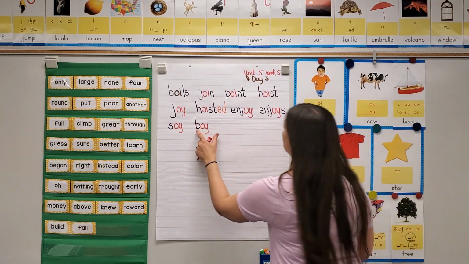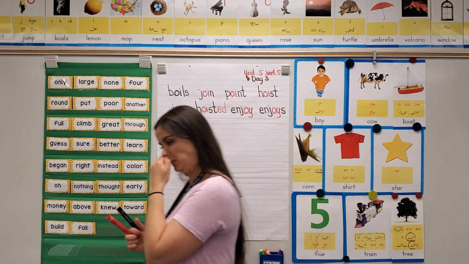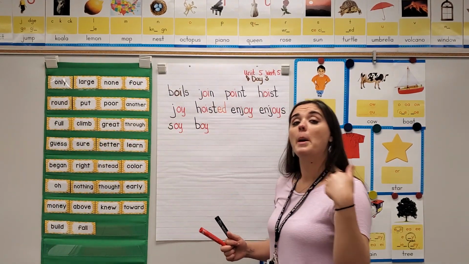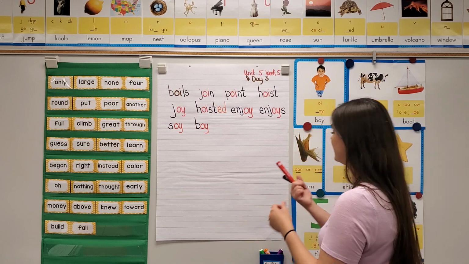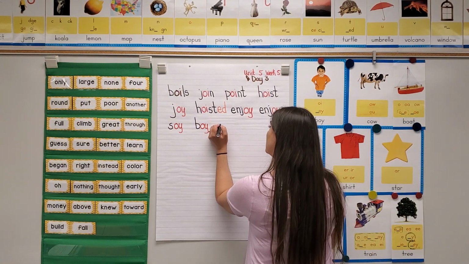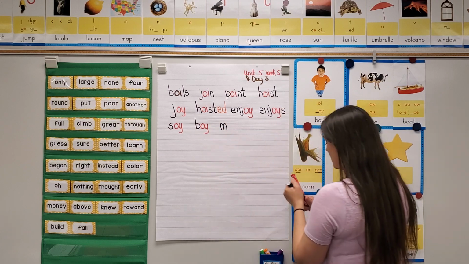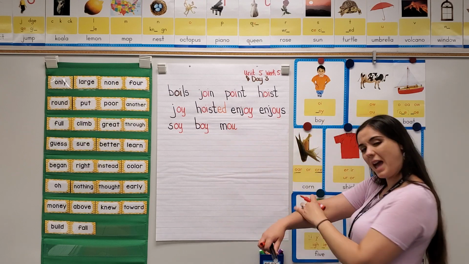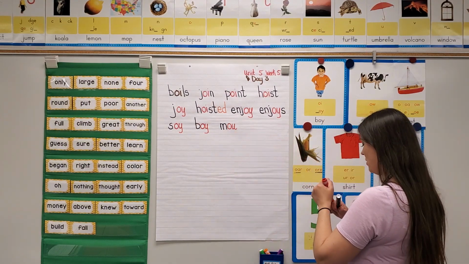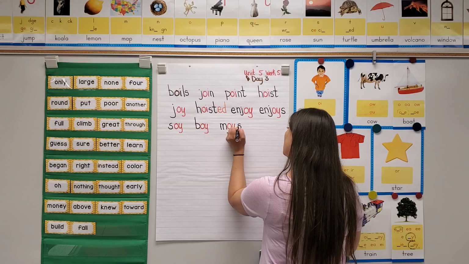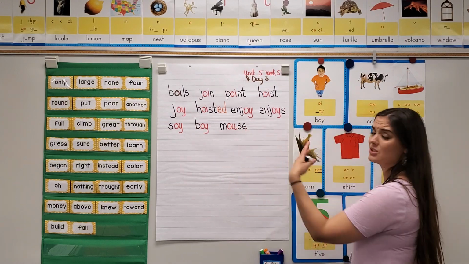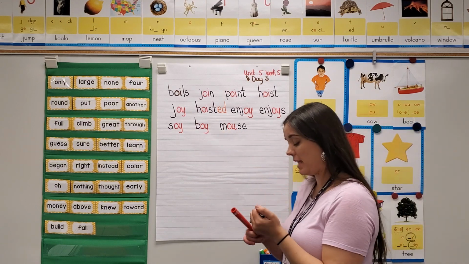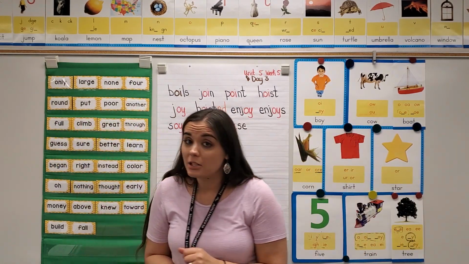O-Y, oi, boy, oi. Next word, mouse. Your turn. Ow. Mouse. M says m. O-U, ow. And S-E, remember that E just kind of hangs out there? Ow, mouse.